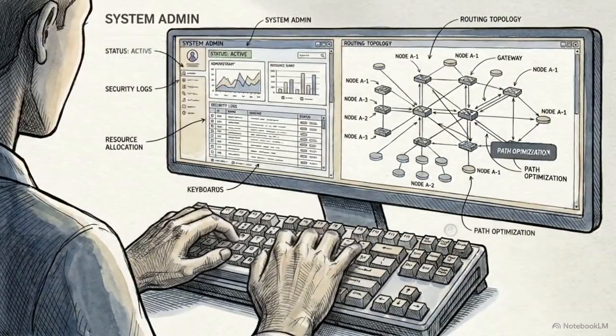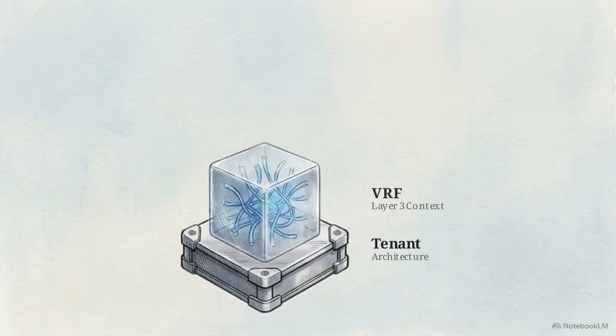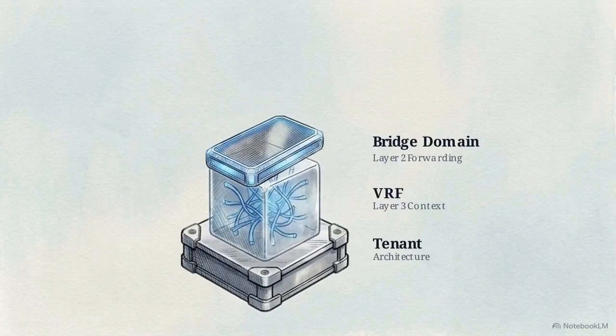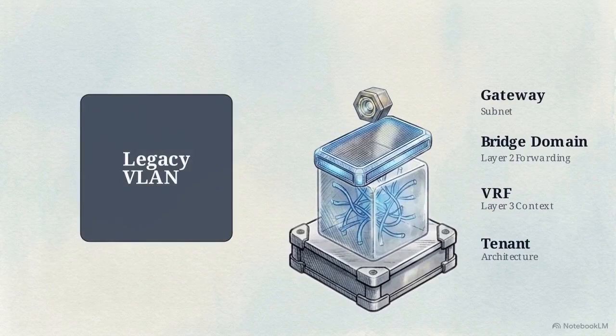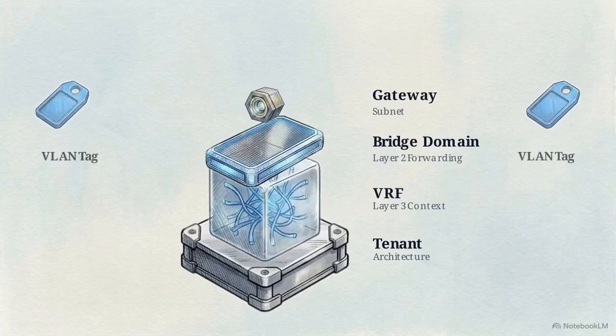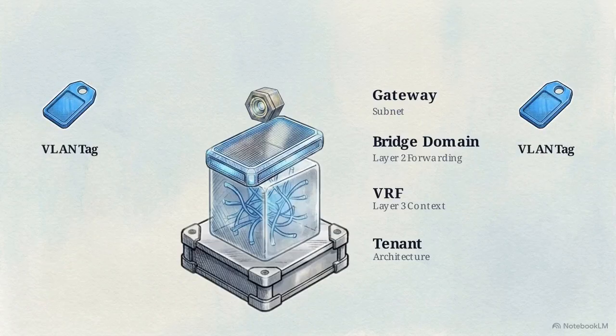Moving down the stack, this diagram shows the VRF block receiving a new internal layer called the bridge domain. This is where ACI defines the Layer 2 forwarding environment and the gateway subnet behavior. In legacy environments, the VLAN is the full Layer 2 domain. In ACI, the VLAN no longer plays that role.